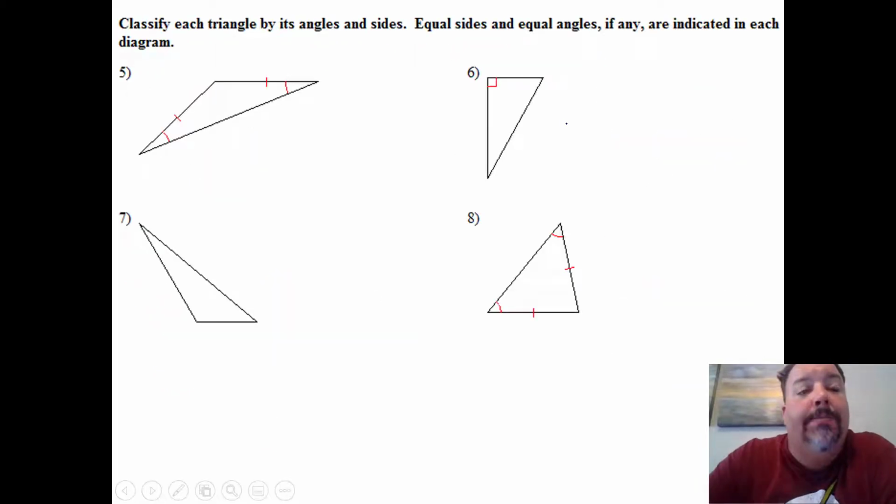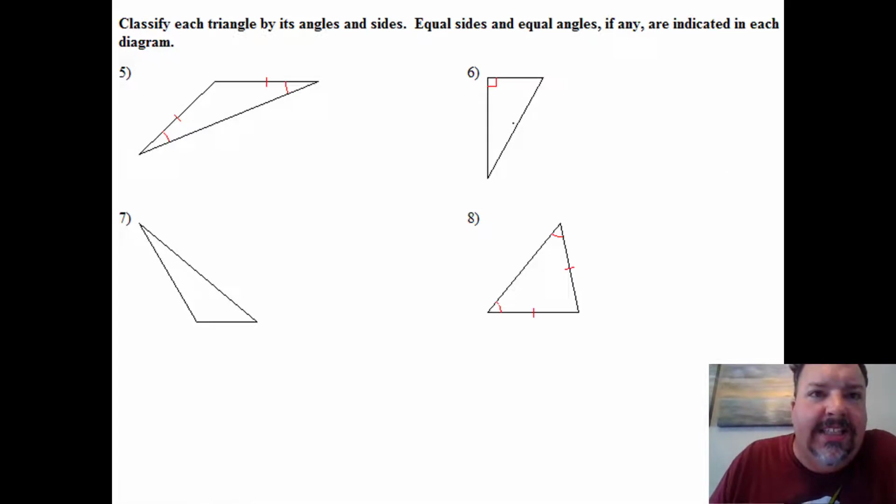All right, here's some examples. You're going to classify a triangle by its angles and its sides. So for number 5, the first thing you should look for is the angle. Does it have a right angle, or an obtuse angle, or are all the angles small? Well, for number 5, I don't see any right angles, but notice here, I've got a big obtuse angle. It only takes one, and the triangle is obtuse.